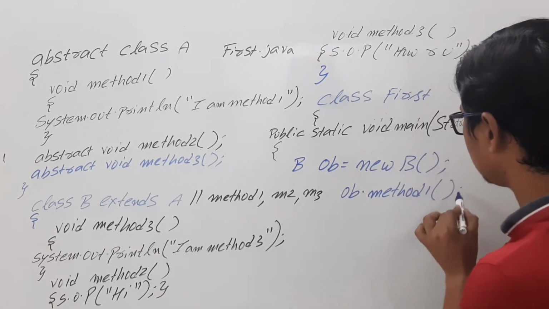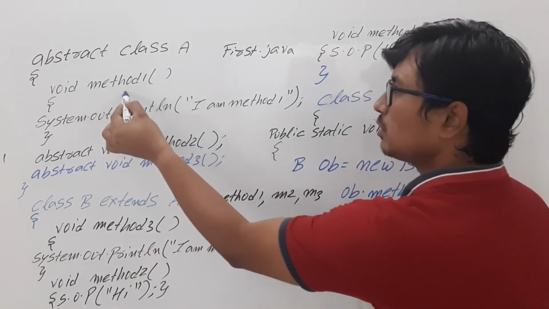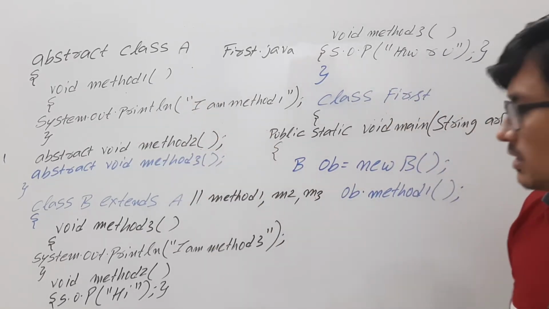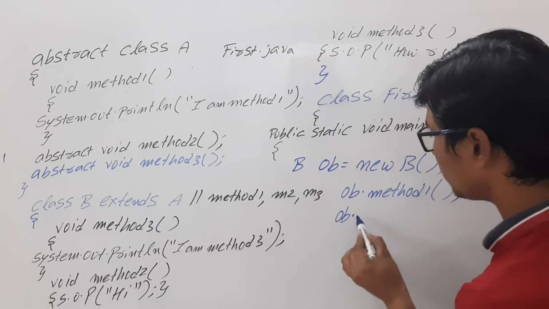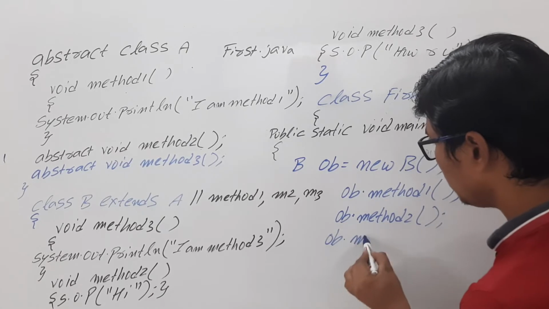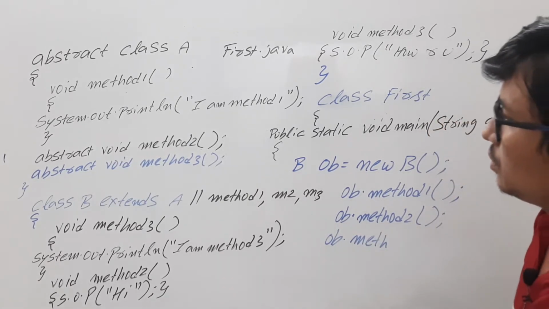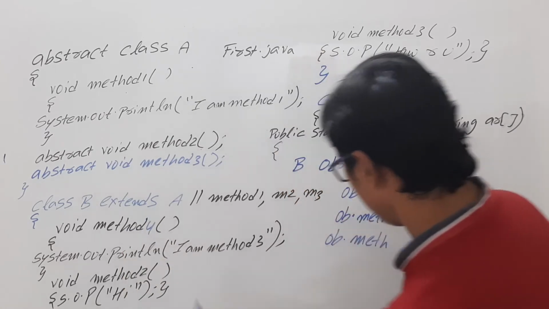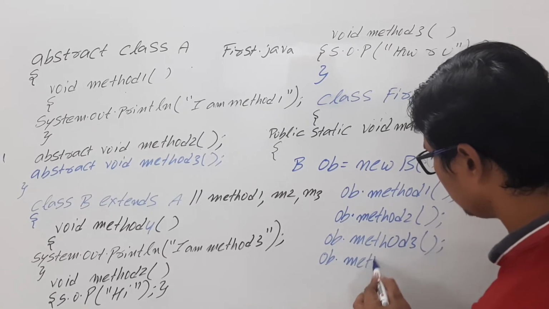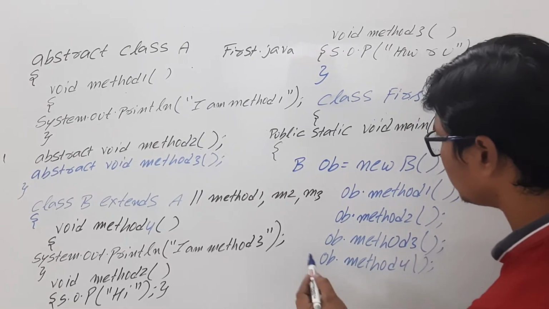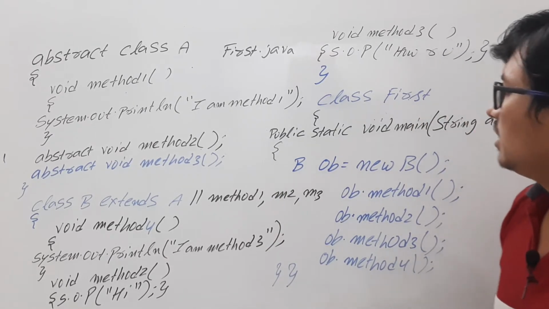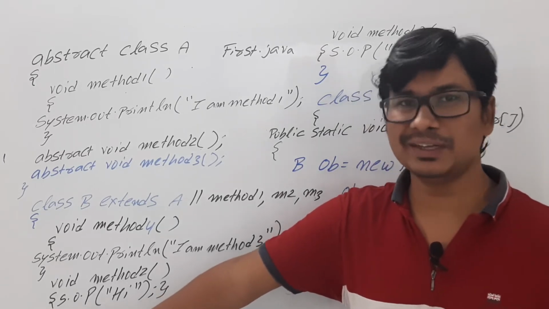Meaning you are accessing method 1, which is a concrete method. So it will display the output as I am method 1. Similarly, I can write ob.method 2, ob.method 3. Oh, we have 2 and 3, let me make this a 4. Method 3, and then we will have ob.method 4. Then if I close the main method and close the driver class called first, see, if you write as s.o.p, then it will give an error.